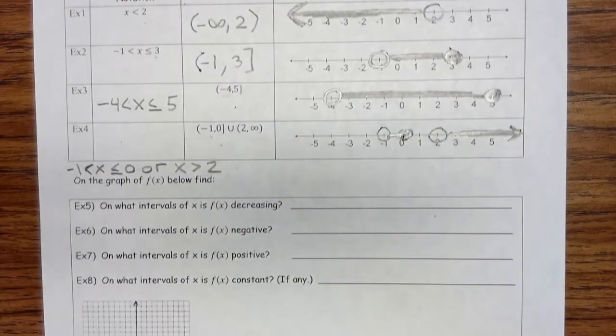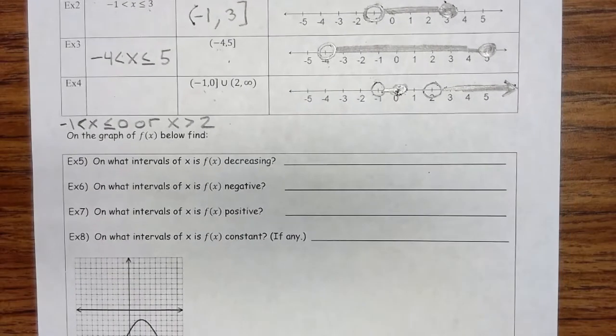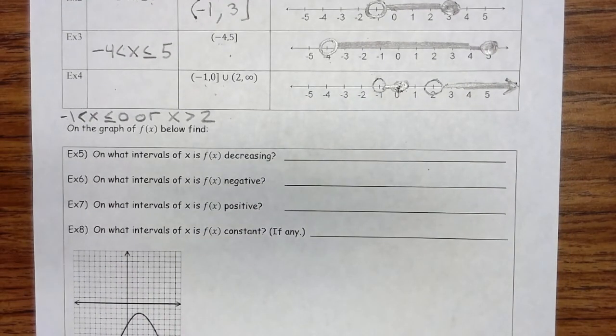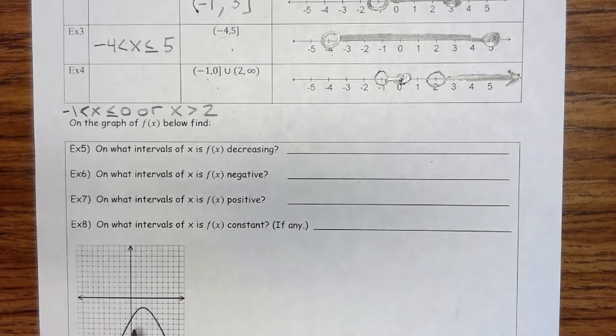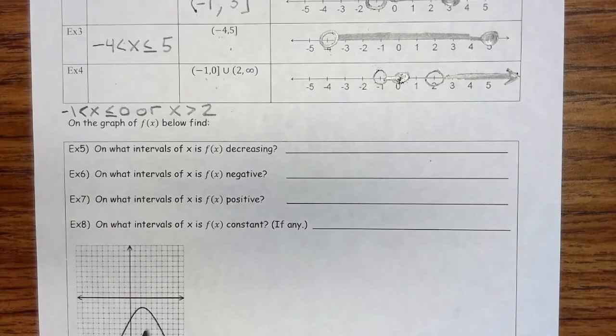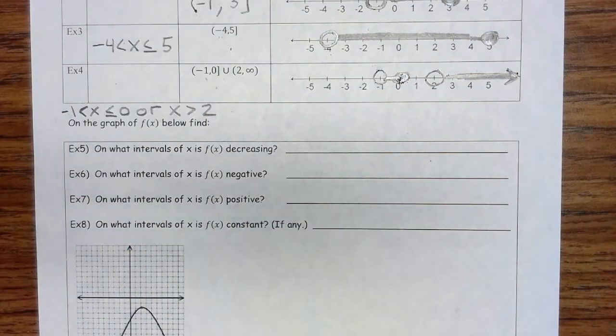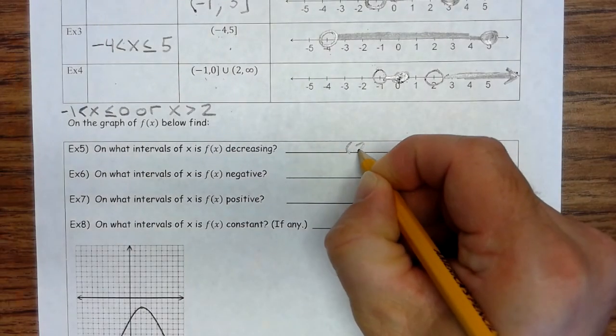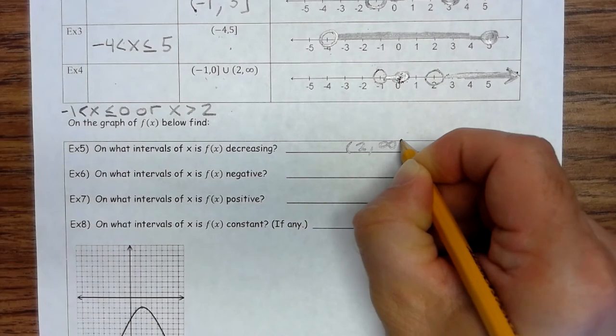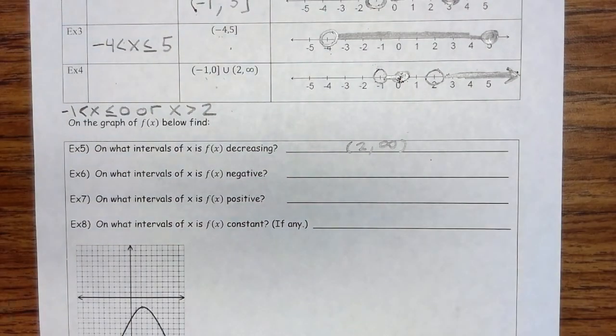All right, so let's take a look at example 5. On what intervals of x is f of x decreasing? Okay, so it looks like it's decreasing here, again going from left to right. Here it's increasing, then it's decreasing. So here it looks like we're at 2. So it's decreasing from 2 to infinity.